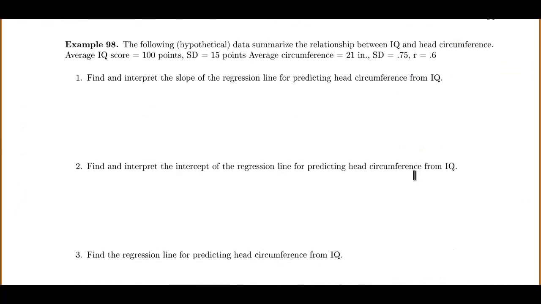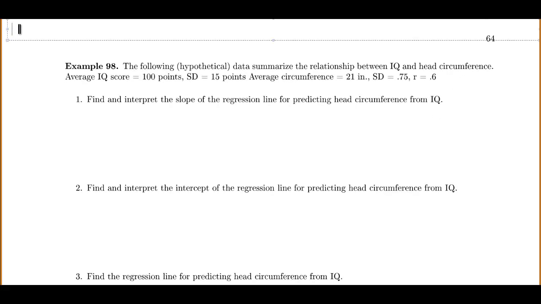Example 98, we're just going to do the same thing. Our following, this is hypothetical data, summarizes the relationship between IQ scores and head circumference. The average IQ score is 100, the standard deviation is 15, the average circumference is 21, the standard deviation is 0.75, and r is 0.6. So we want to find and interpret the slope of the regression line for predicting head circumference from IQ.